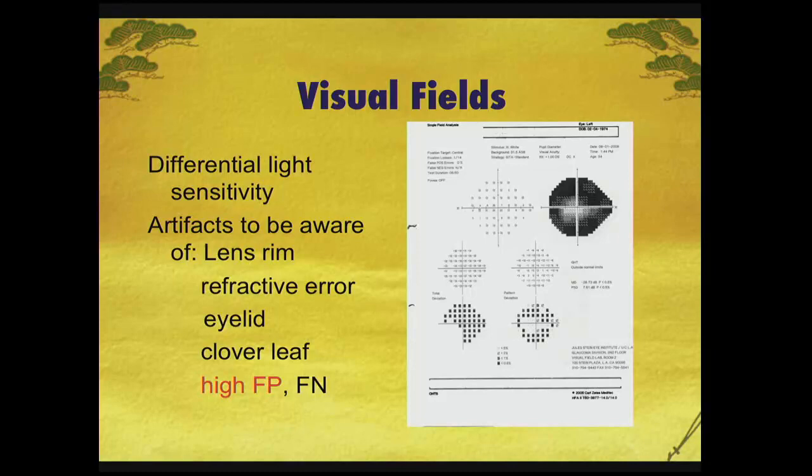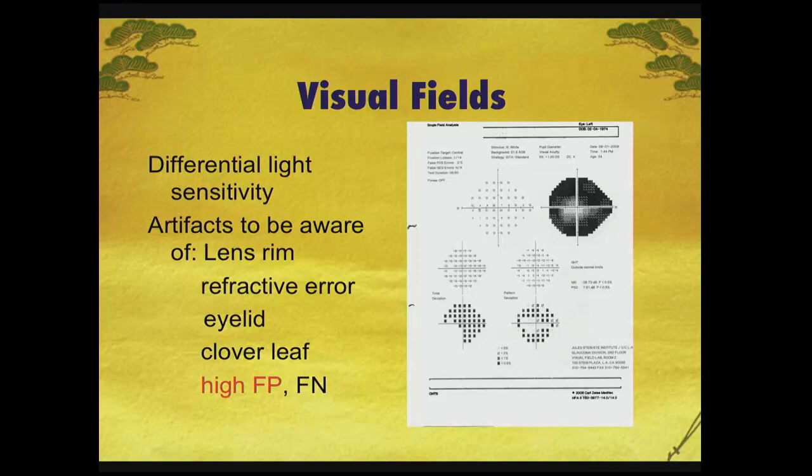Refractive error will usually show up as just a diffuse depression, because if their vision is blurred when they're in the bowl, they're not going to see that little light being projected at them. An eyelid defect from ptosis is usually just an upper defect with a normal nerve. Cloverleaf pattern: the tests usually start in the middle of these 4 quadrants. The patient at the beginning is awake and alert and pressing the button, doing a great job, and as the test goes on, they get bored or tired and stop pressing the button. So you'll have that black area in a cloverleaf type of pattern.